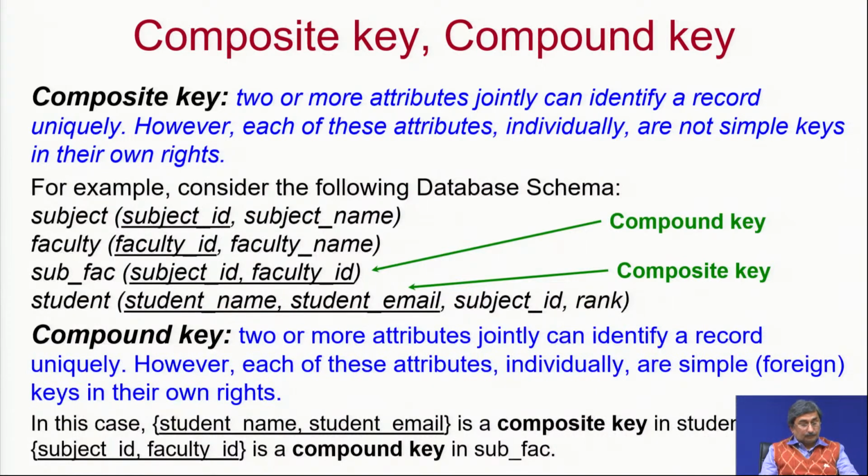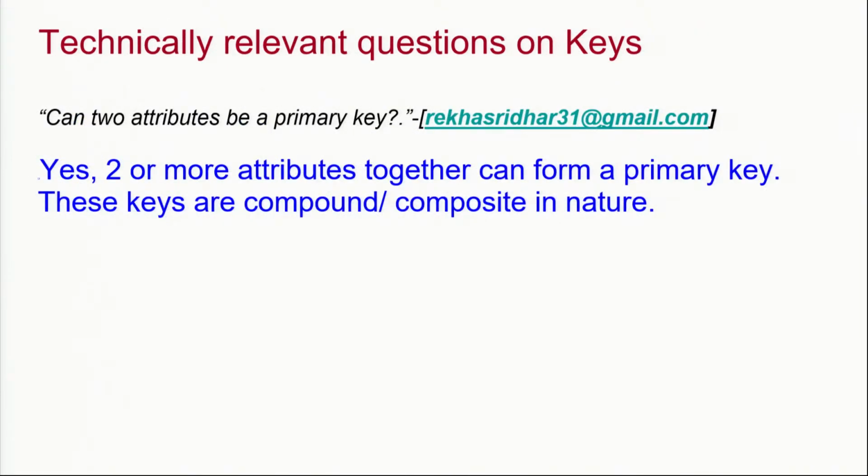Okay. Let us go to some other question. Yes, the question was, can two attributes be a primary key? I have already answered that two or more attributes together can form a primary key. These keys are either compound keys or composite keys in nature.